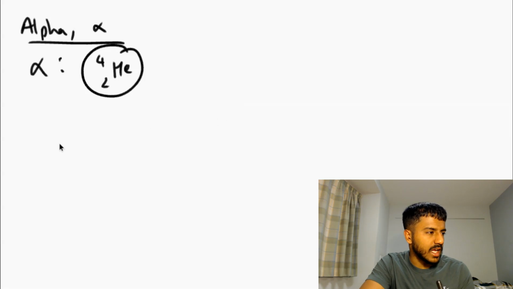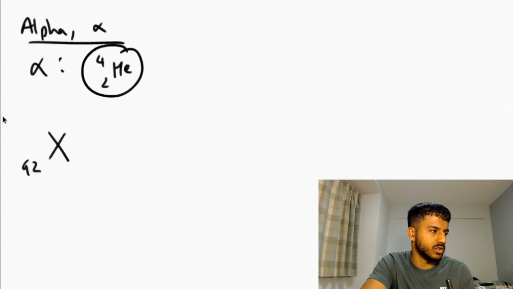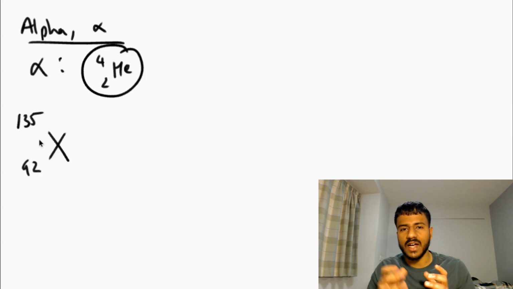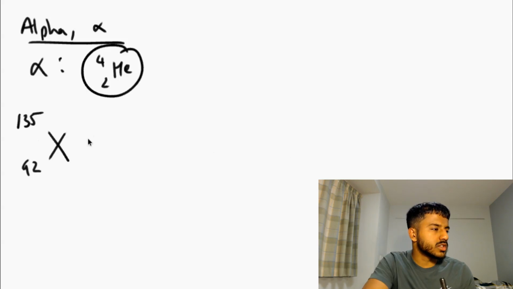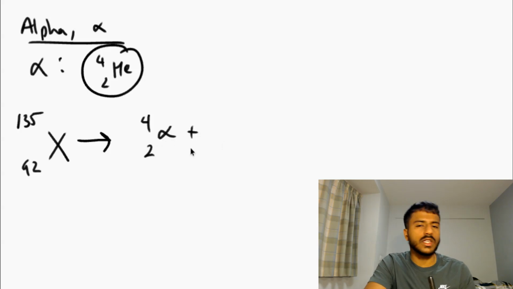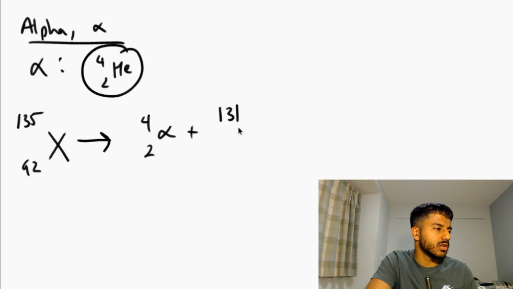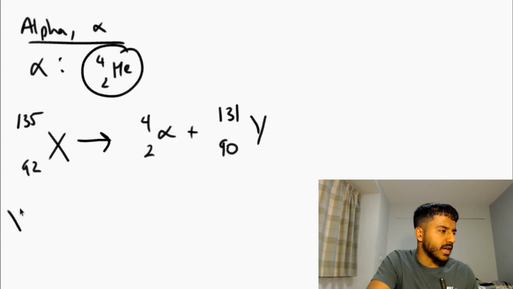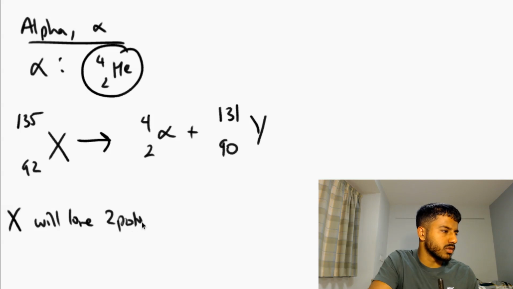So let's say we have this element X with 92 protons and 135 as its atomic number. Now, if this were to undergo alpha decay and produce a helium nucleus, this means that the atomic number will decrease by 4, and the proton number will decrease by 2 and it will produce this element Y. So element X will lose 2 protons and 2 neutrons.